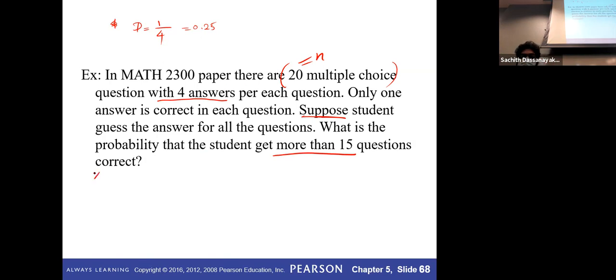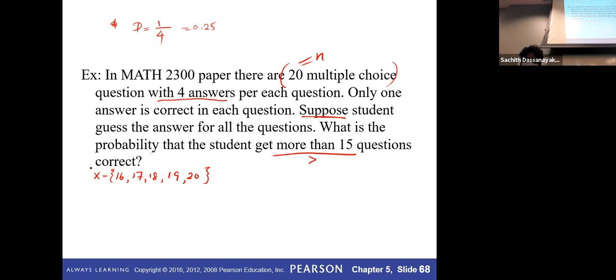Let me write it like this. What is my x as an event? More than 15. Strictly greater than, which means 16, 17, 18, 19, 20. 20 is the max. So simply plug these values one at a time into your binomial distribution, find the probability, get the sum.